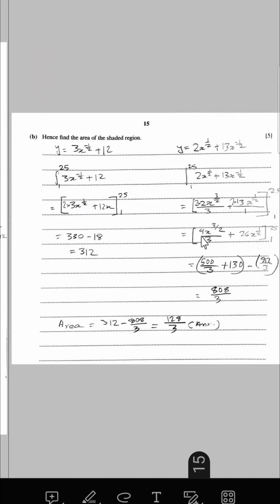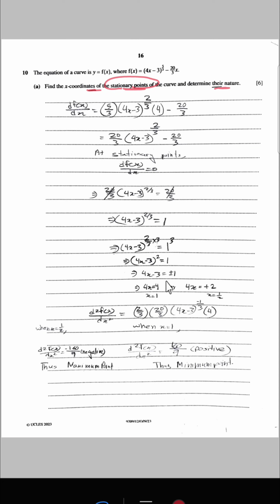The equation of the curve is given. Find the coordinates of the stationary point of the curve and determine its nature. So we need to find the coordinates of the stationary point and its nature. We know that at a stationary point dy by dx is equal to 0. So we need to first find dy by dx, then equate it to 0 to find the x coordinate.